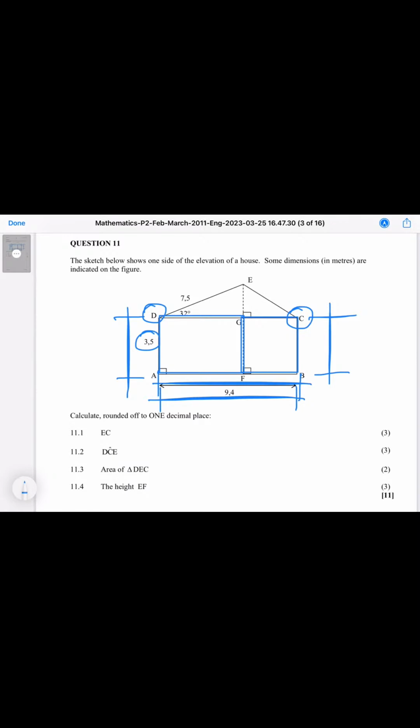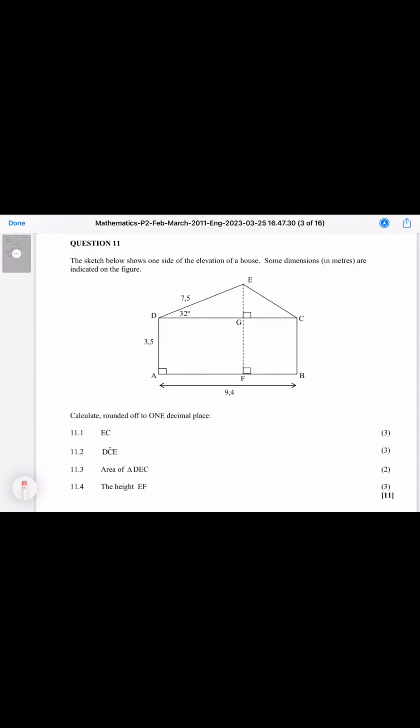Maybe very quickly, let's have a look at the questions and see if we can make sense out of the information that we have. The question says, calculate, most importantly, round off to 1 decimal place. So that means whatever you're going to be calculating, make sure to round off to 1 decimal place. Very, very much important, ladies and gentlemen.